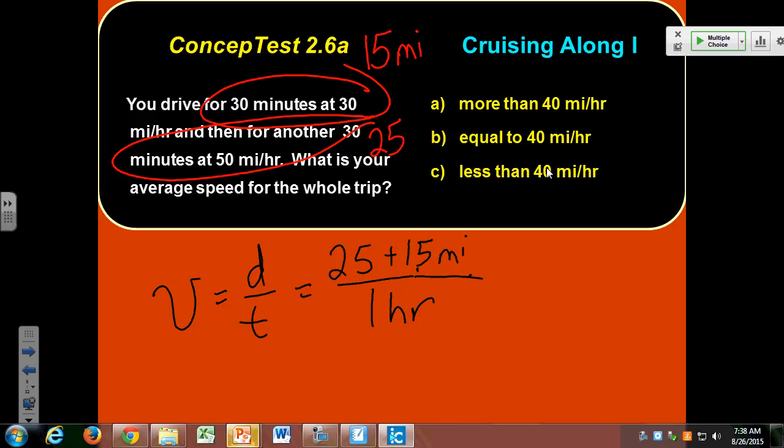So you can go through that little calculation if you want. But if you're traveling the speeds for equal amounts of time, you can just average them. 30 plus 50 is 80 divided by 2, that's equal to 40.